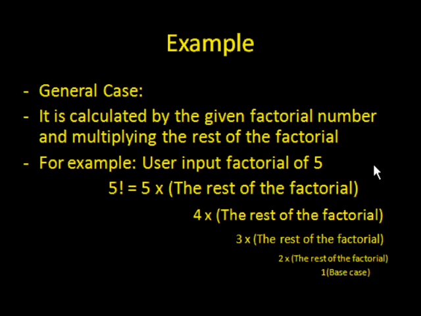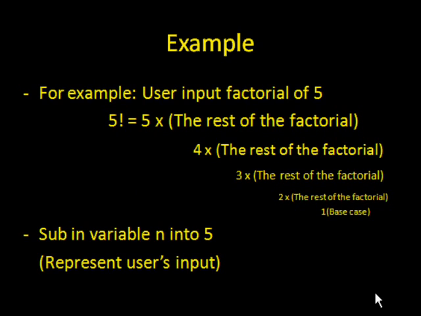General case. Well, what if the number is not 1? What do we do with that? Well, it would be calculated by the given factorial number and by multiplying that with the rest of the factorial. For example, if you input 5, and we want to find the factorial of 5, we would say 5 times the rest. So we would say 5 times the rest would say 4 times the rest, 3 times the rest, and so on. And as you can see, the question is literally getting smaller as we continue.